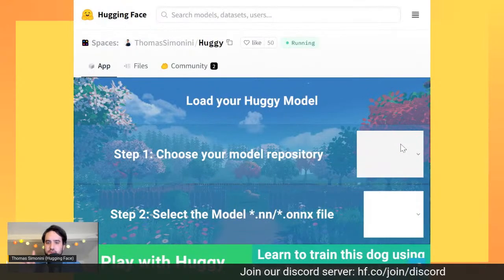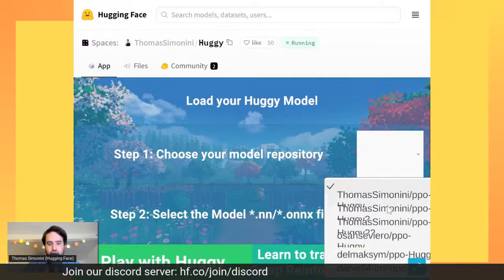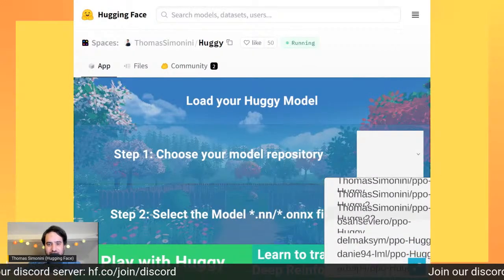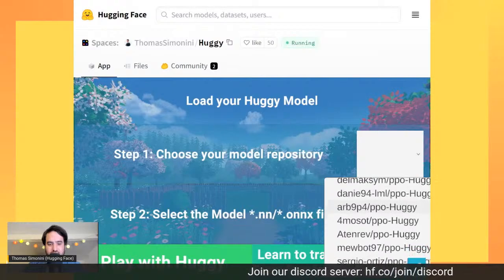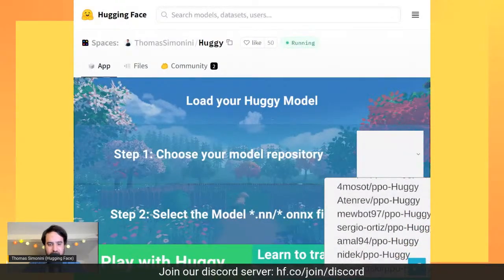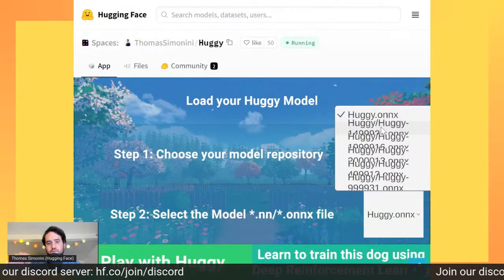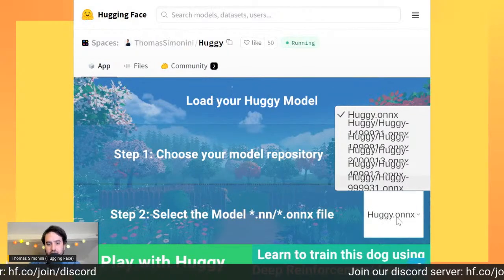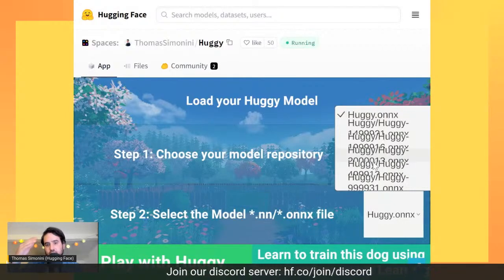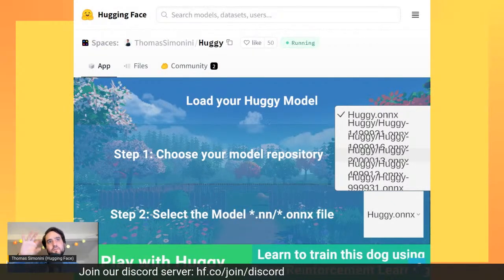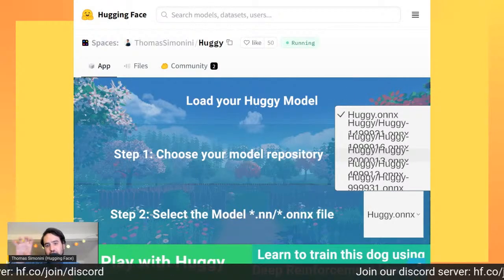When you train your Huggy and push it to the hub, after that you will be able to load your model. We're going to improve the UI for that, but you need to scroll to find yours. So for instance, let's take this one. You have different models. The best model is this one, Huggy.onnx. But if you want to play with the older ones, because what's going to happen is that at every 500 time steps of training, you will save a version of the model.